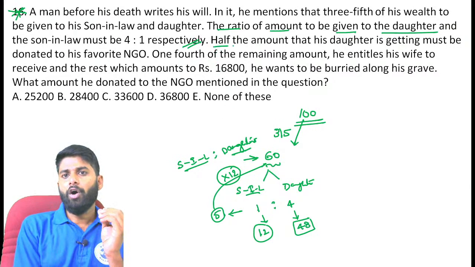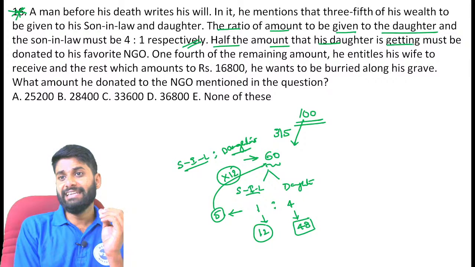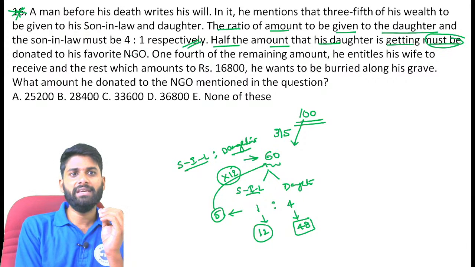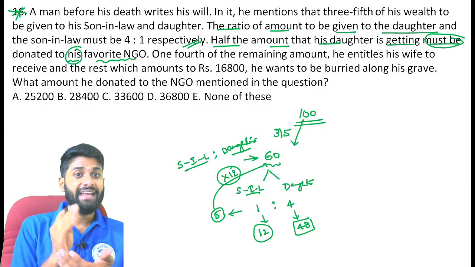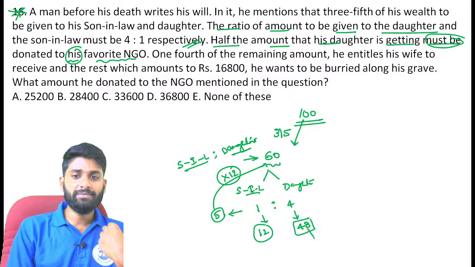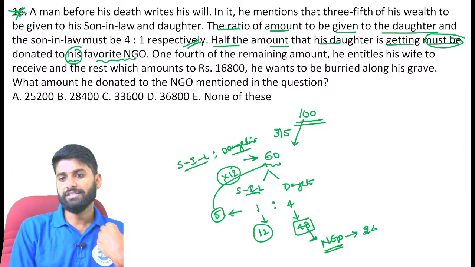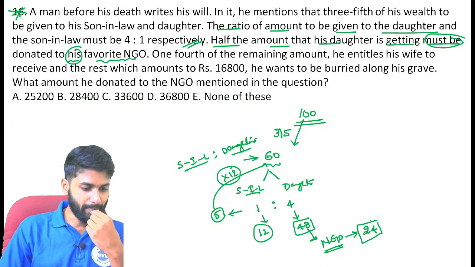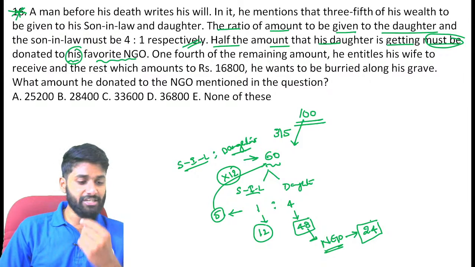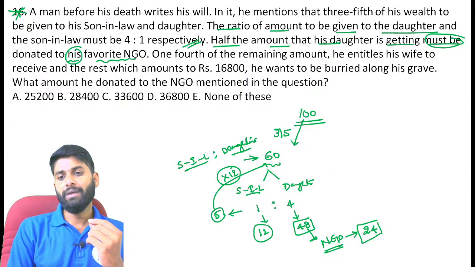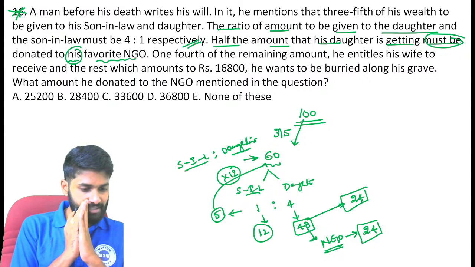Next one. Of the amount that his daughter is getting, a part must be donated to his favorite NGO. His means the father's favorite NGO. So he donated 24 units of amount to the NGO, guys. That is the most important part. See, he needs to donate 24 units of amount to the NGO. Then what is the remaining amount, guys? So the remaining amount the daughter is left with is 24 units.